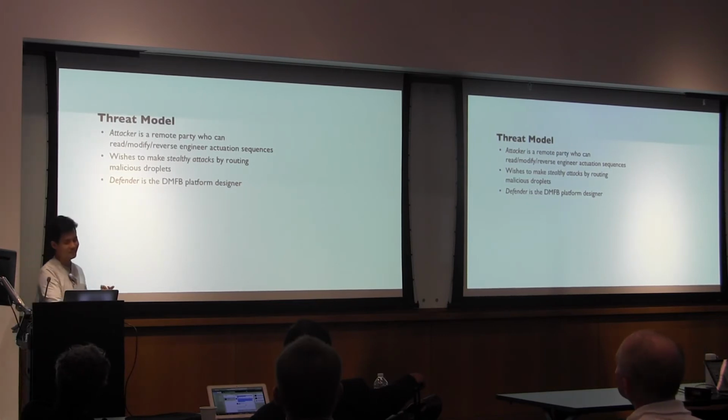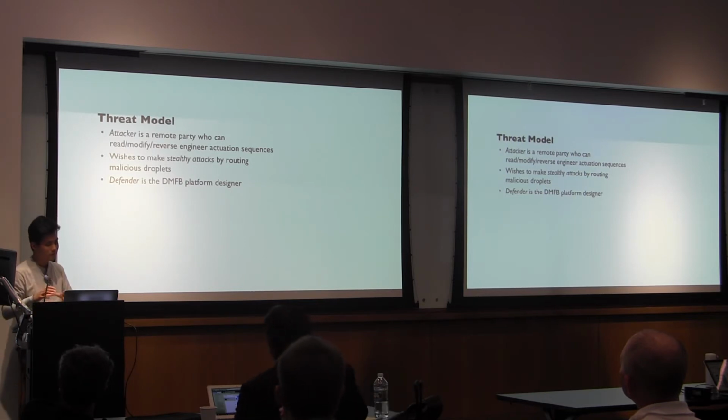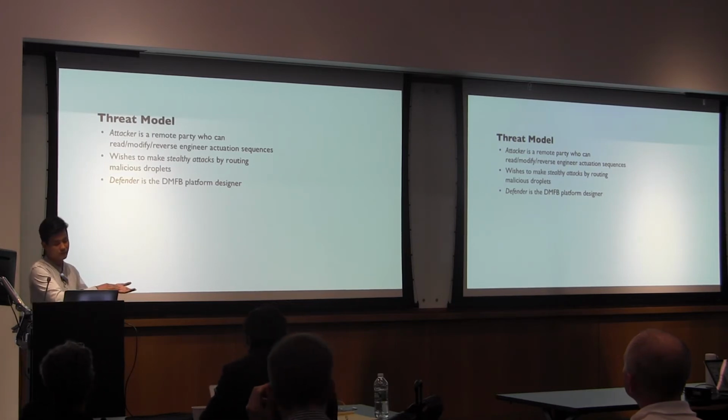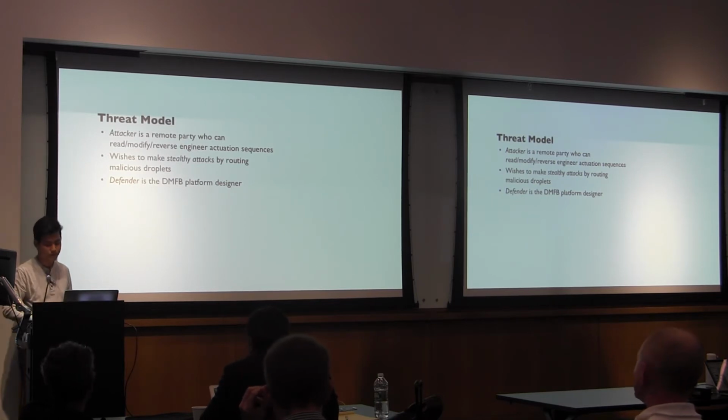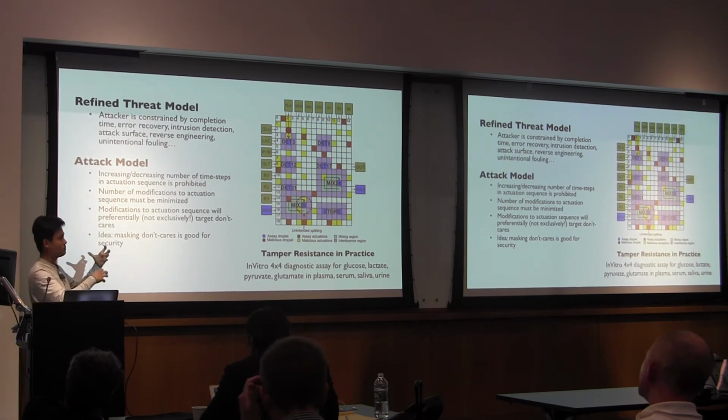And then the threat model we're considering in this attack is that this is going to be a remote party. They're able to read, modify, reverse engineer actuation sequences, and they want to remain stealthy. So something like a denial of service is actually a little bit beyond the scope here. But we're thinking of things like where someone wants to go in and maliciously alter your sample that's under test. And the defender is us as the DMFB platform designer. Okay. So an attacker wants to do these bad things.